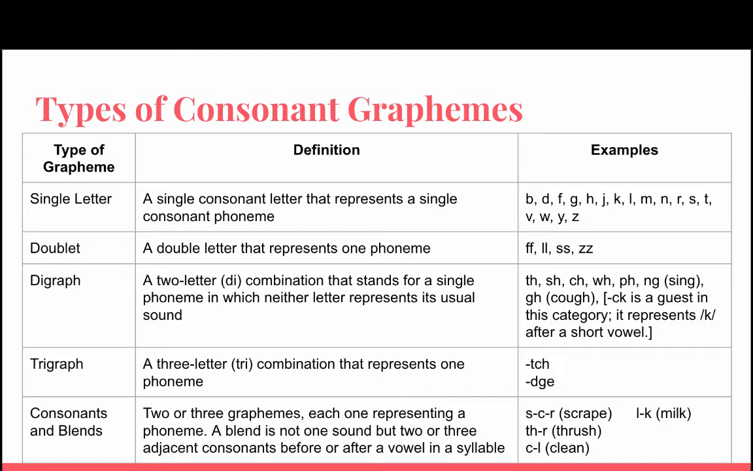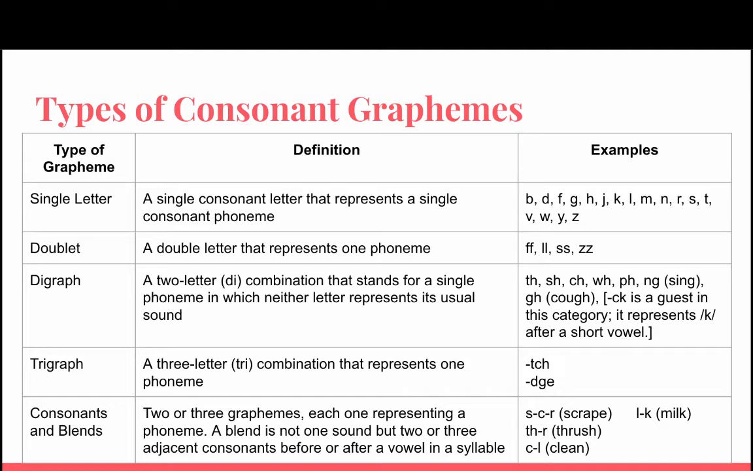We have a doublet, which is a double letter that represents one phoneme. For example, you may double the F, the L, the S, or the Z. In the word little, we double the T. We have the digraph, which is a two-letter combination that stands for a single phoneme, in which neither letter represents its usual sound. So, for example, TH represents the sound f.